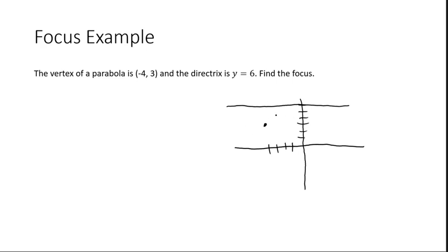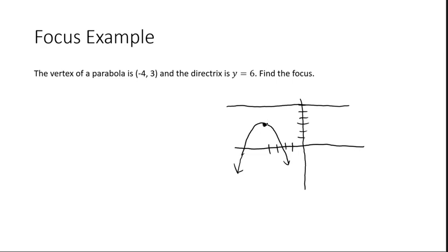So with this information, we know that the parabola is going to have to open down, right? Because it's not going to cross over that directrix. It's going to go the other direction. So it's got to open down, and there's your vertex. Your focus is going to be beneath it. All right, now remember we mentioned that the distance from the vertex to the directrix and the vertex to the focus will be the same. So we can use that information to find the focus.